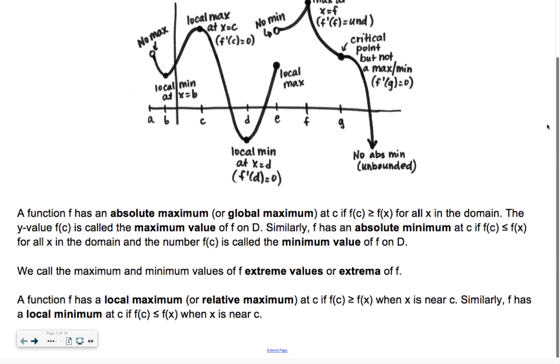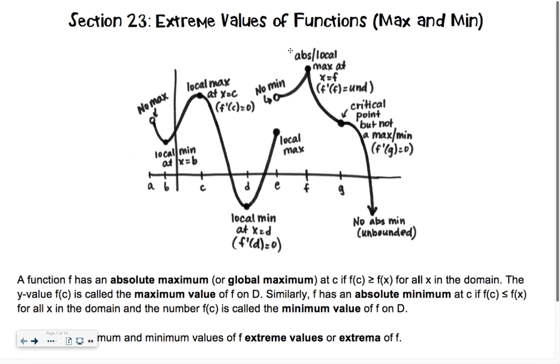Okay, so it says a function has an absolute max if it is the greatest y value for the whole thing. So in this case, we do have one absolute max. Do you guys see it? It's right up here. It's the highest point in all. Sometimes we call that a global max. So if you hear absolute or global, those mean the same thing.